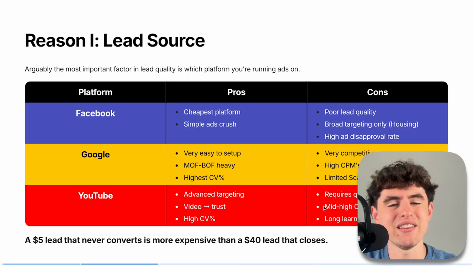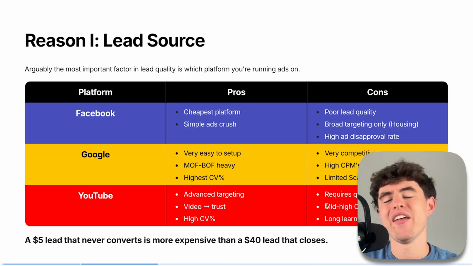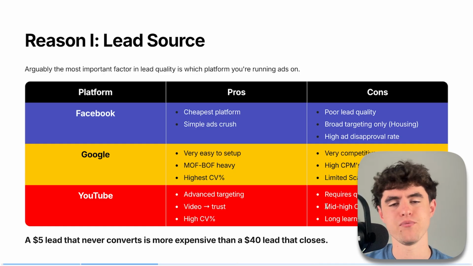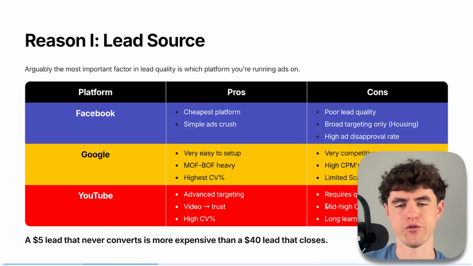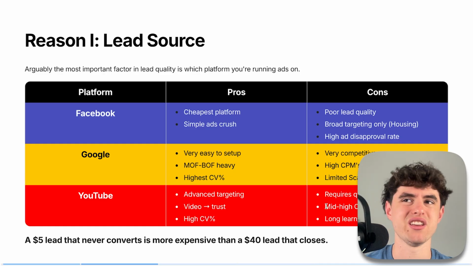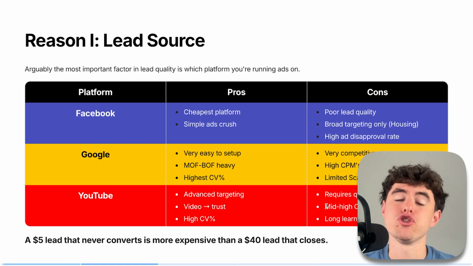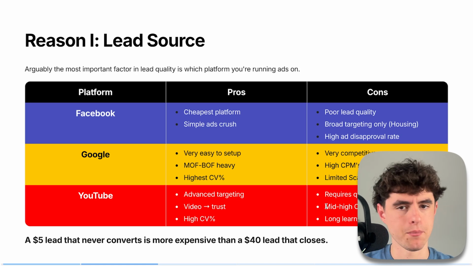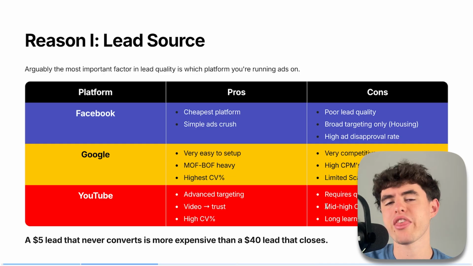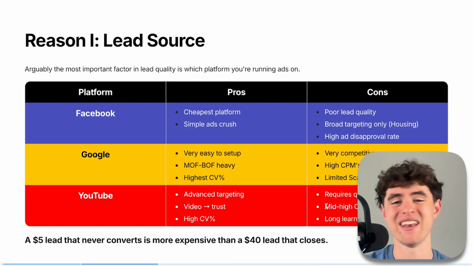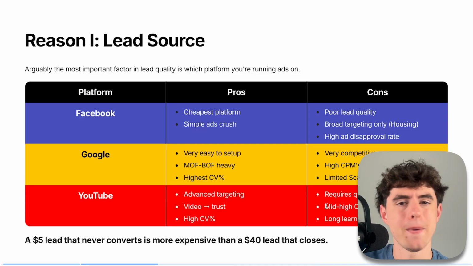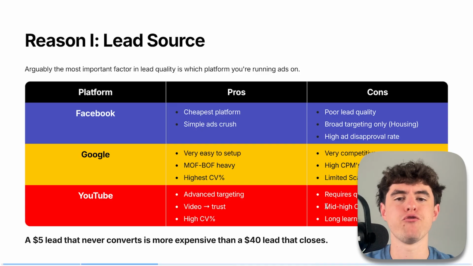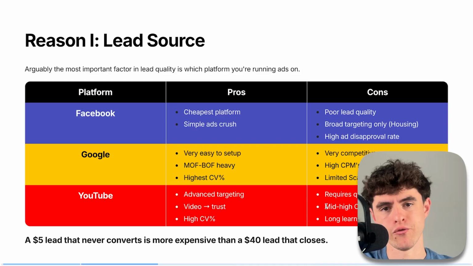And like I said, it's a mid to high cost per lead. And the other thing is that it's a longer learning cycle. Whereas with Google Ads, you can get leads within the first day. Typically, you're going to see anywhere from 7 to 14 days before your first set of leads are going to be coming into the pipeline. But with all of these combined, choose for yourself. The one thing I will say is that a $5 lead that never converts is infinitely more expensive than a $40 lead that actually ends up converting into your pipeline.